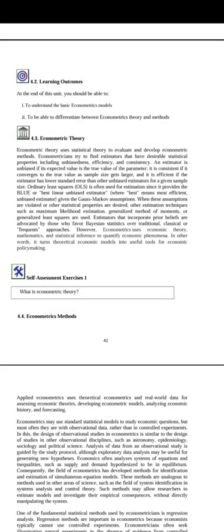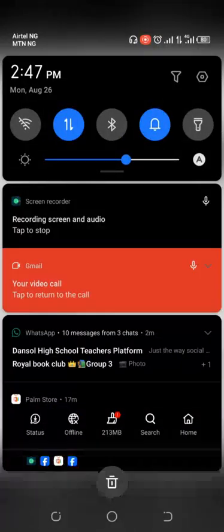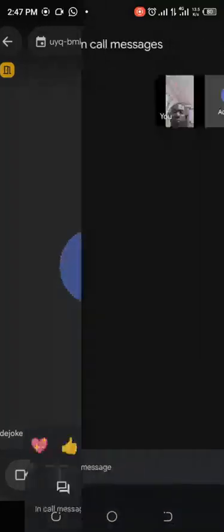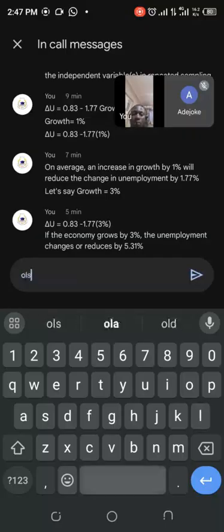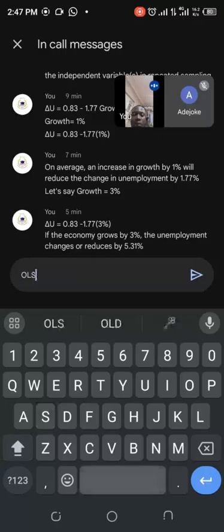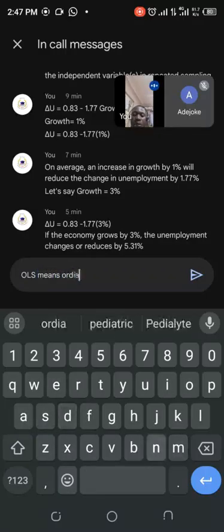Alright, so econometricians try to find the estimators that have the desirable statistical properties. Now, there are properties of OLS estimators that I want us to note. Properties of OLS estimator. Torí OLS, kí ni OLS? Ordinary least squares. OLS means ordinary least squares.